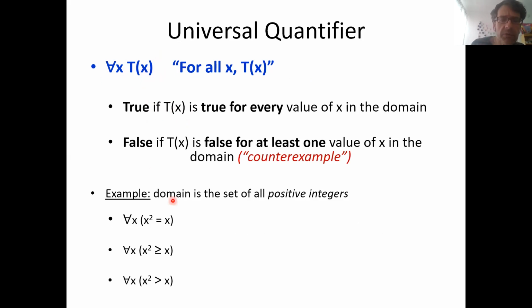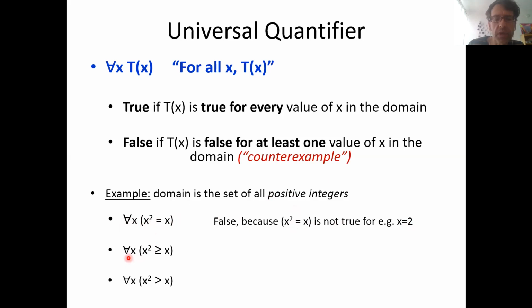Let's look at some examples. Let's say a statement, same domain, positive integers: for all x, it holds that x squared is x itself, right? That's obviously not true. Just pick any number, let's say 2, and it violates it, and that's it. You don't need to look at any other cases of x.